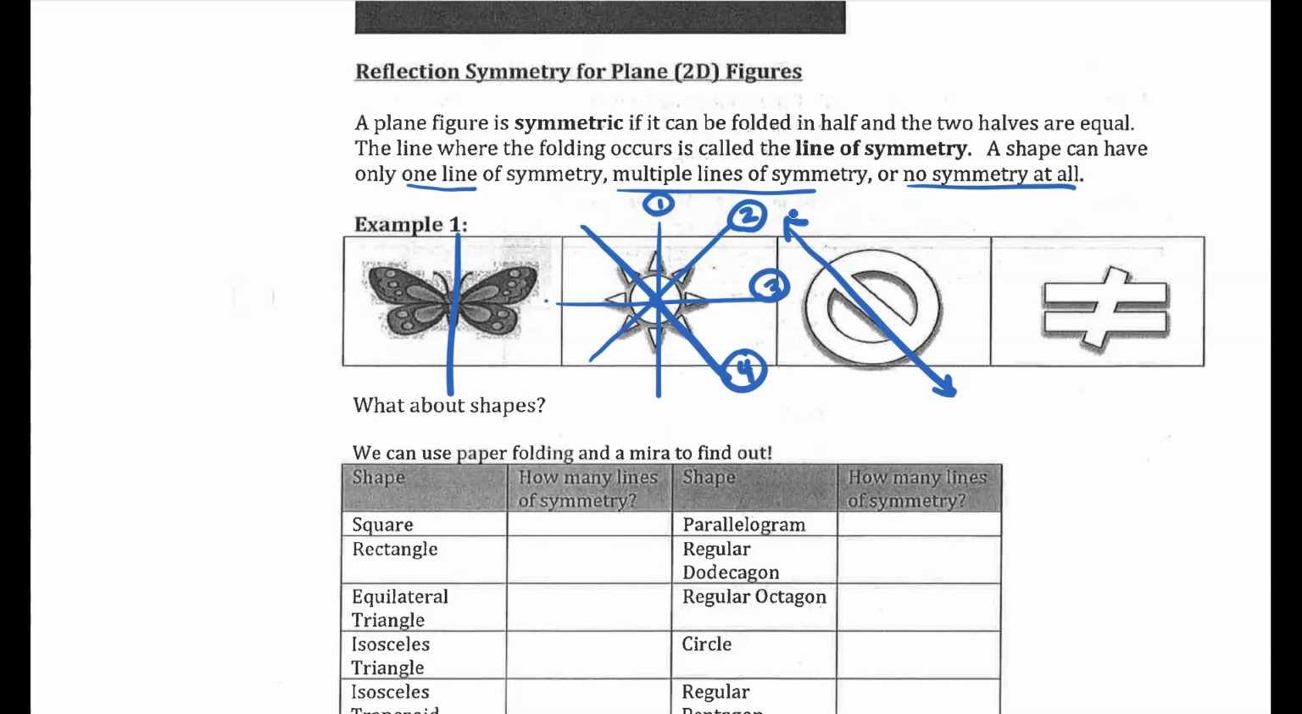Not perfect, but it looks pretty good. And then this last one, it looks like there aren't any lines of symmetry. Part of it is because of this tilt here.